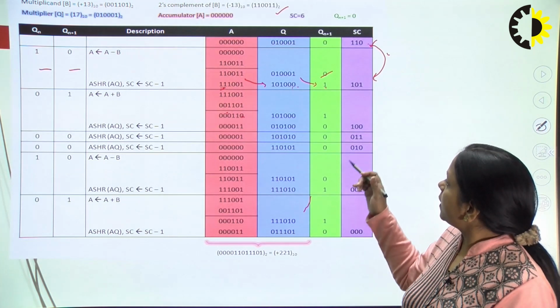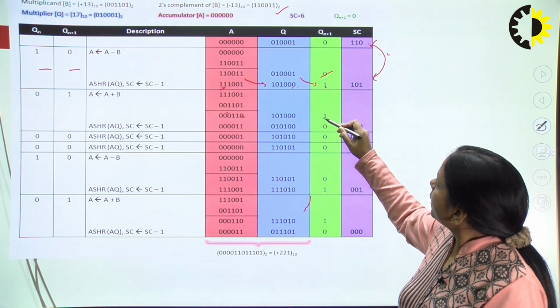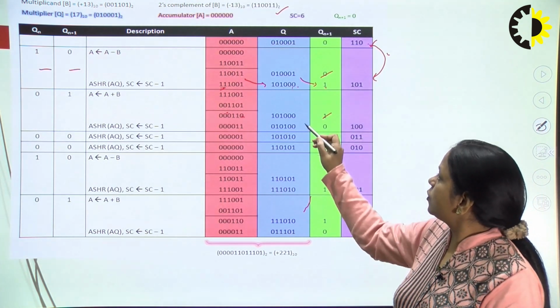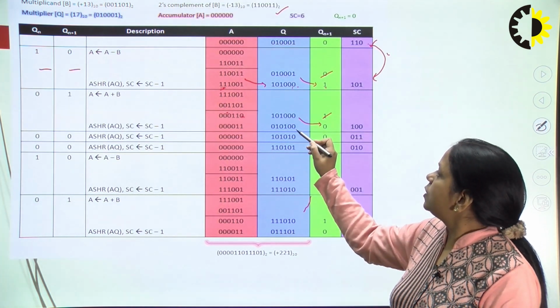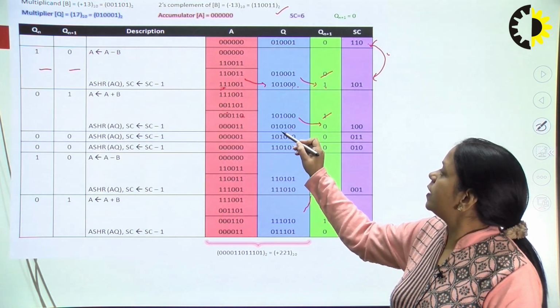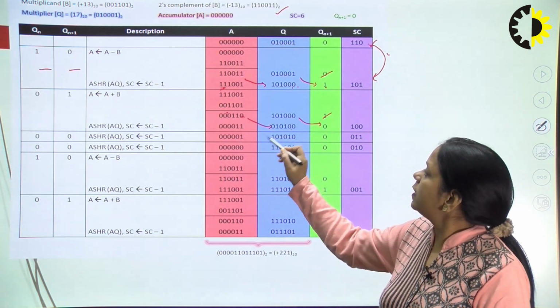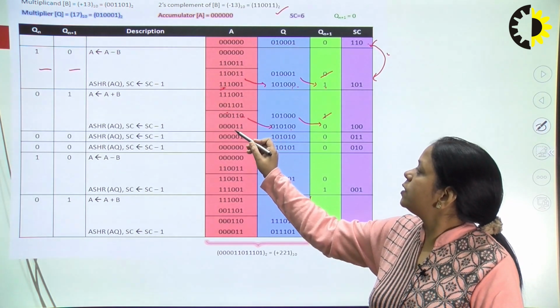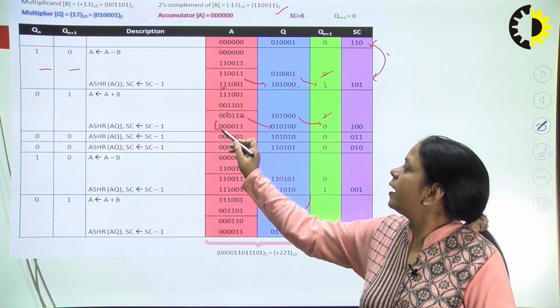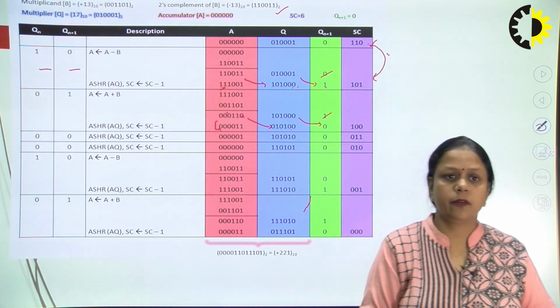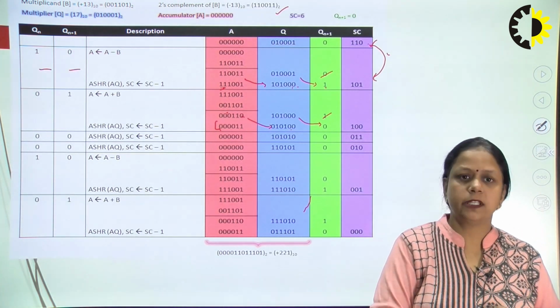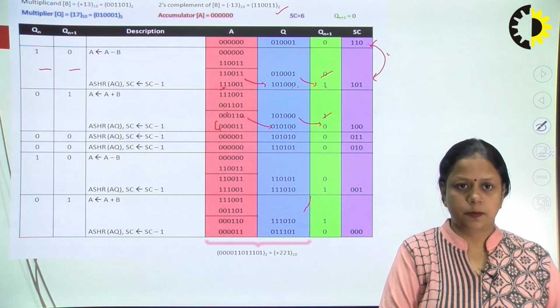In the case of arithmetic shift right, when we perform it, 1 will be lost, 0 will come here, 0, 0, 1, 0, 1, and this 0 will come here, 1, 1, 0, 0, and the last bit we will have 0 value, because the most significant bit was 0. That's why we have copied this bit into this place.